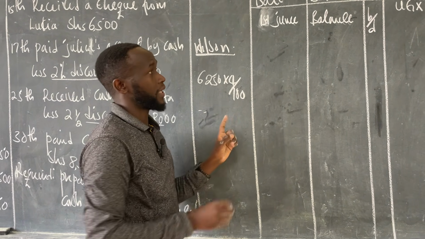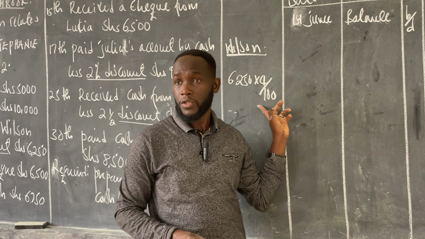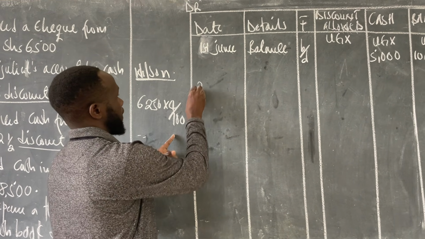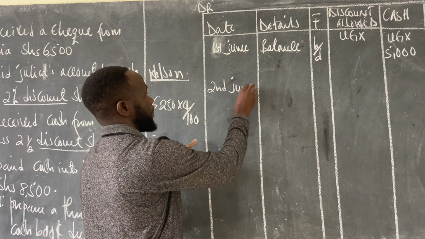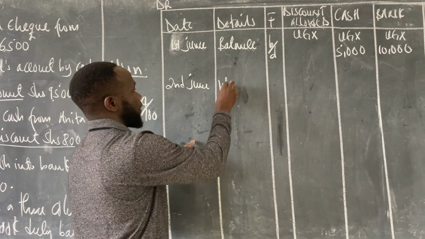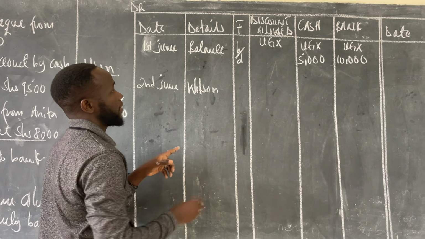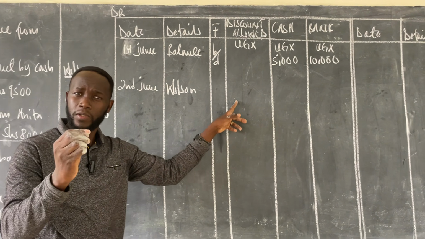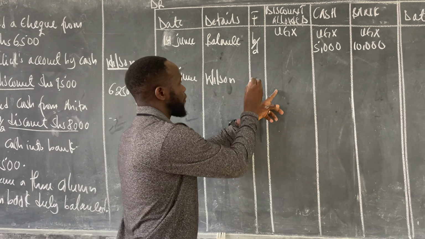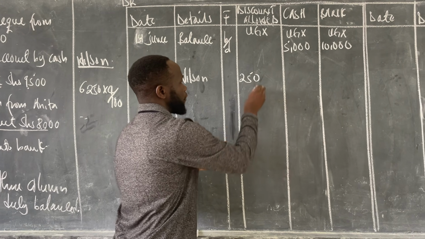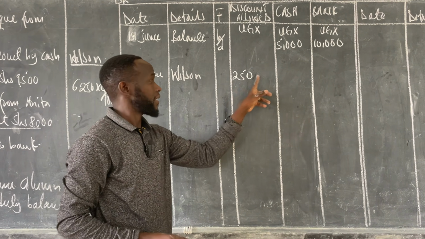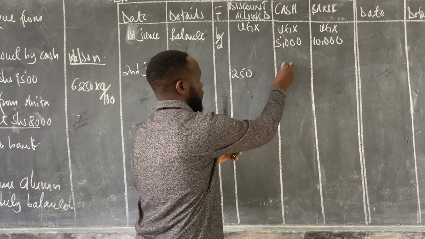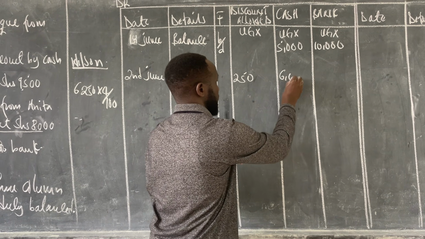4%. How much do we get? 250. So on 2nd of June, we are receiving money from Wilson, and this amount of money was 6,250, but had a discount of 4%. So the discount is put here, which is 250, put it where it's supposed to go. And the remaining amount is what we actually received from Wilson, which is now 6,000.